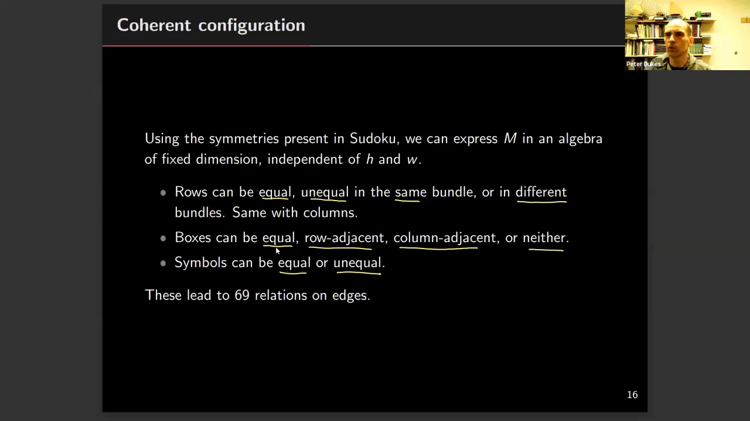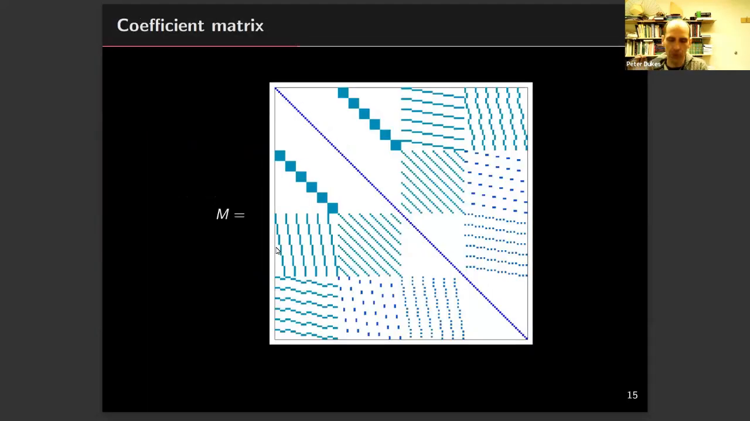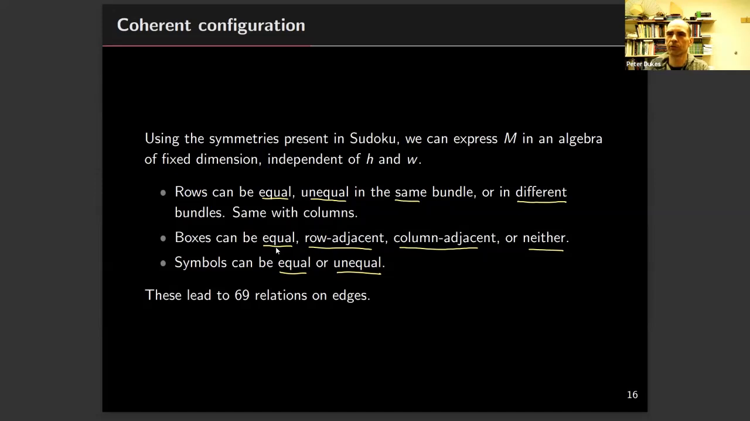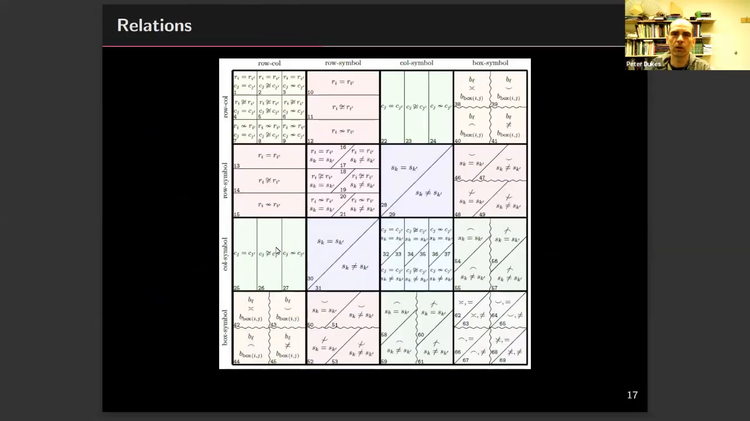Now, I won't go through the definition of coherent configuration. It's probably familiar to a few people here. But basically, our matrix M happens to live in a nice algebra of matrices of dimension 69. Well, you might not call that nice. That's a bit big and nasty, but you can do calculations on this. And so we did the following. Oh, sorry, here's a table of relations just to see what it looks like.